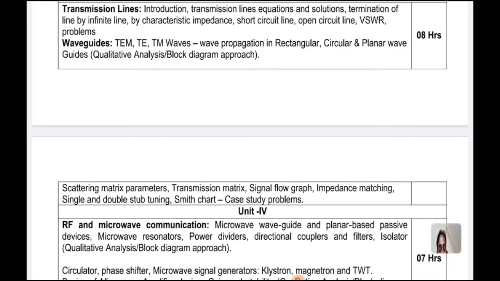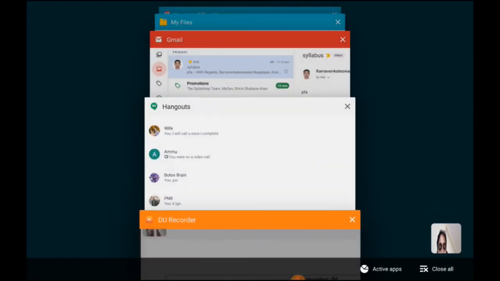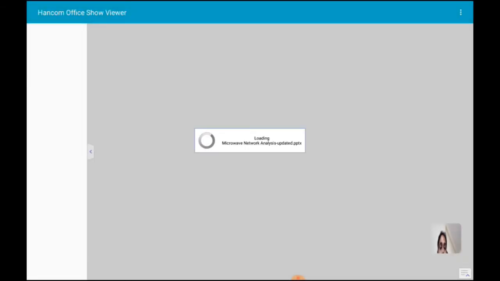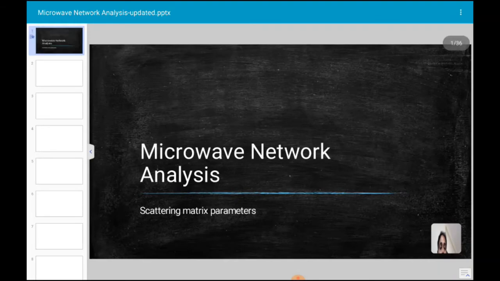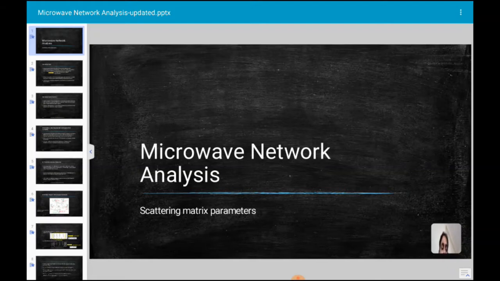So now we will go to the scattering matrix parameter. It's nothing but the S matrix. So we will see these parameters. Before that, we will see, more broadly, what microwave network analysis techniques are in general. Here the S matrix and transmission matrix are a part of microwave network analysis.